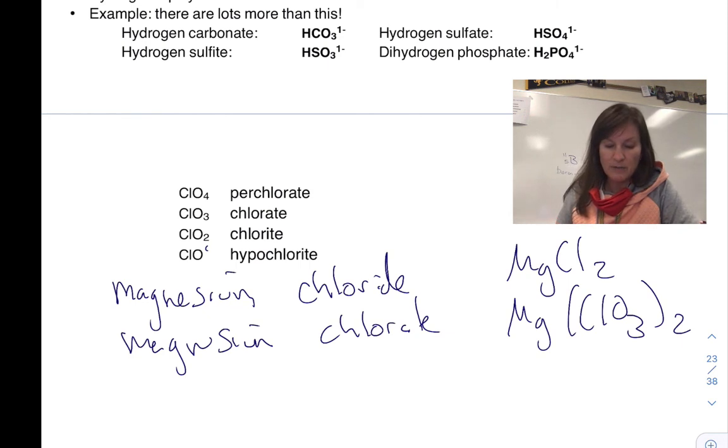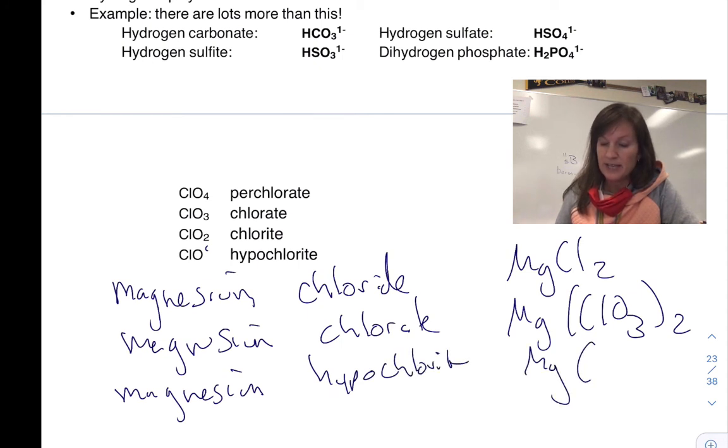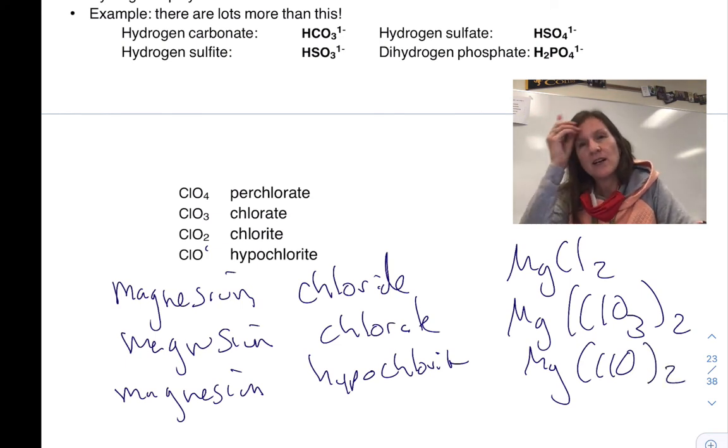If I wanted magnesium hypochlorite, that would be MgClO, and I would need 2 of them. So the naming can end up looking a lot alike, so you just have to be really careful.